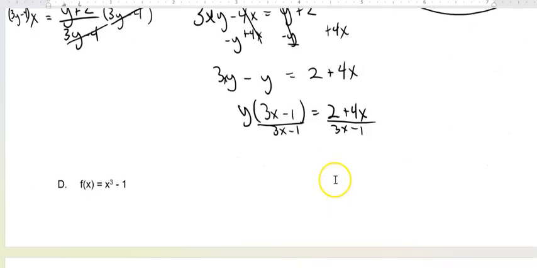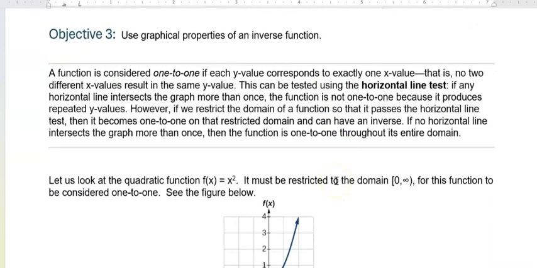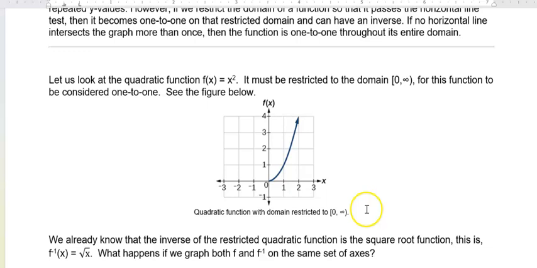And what does it mean to be 1-to-1? Well, here's your formal definition. Each y value corresponds to exactly one x value. Okay, so here's a function that's 1-to-1 because any y value I choose on here has just one x. This is x squared, but we restricted the domain to 0 to infinity, so it is 1-to-1.